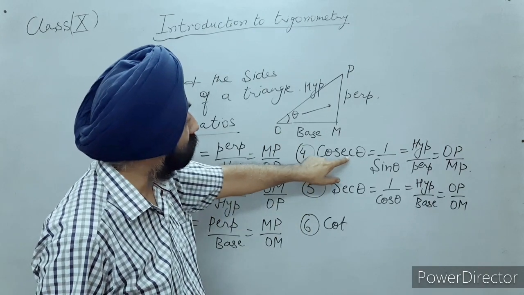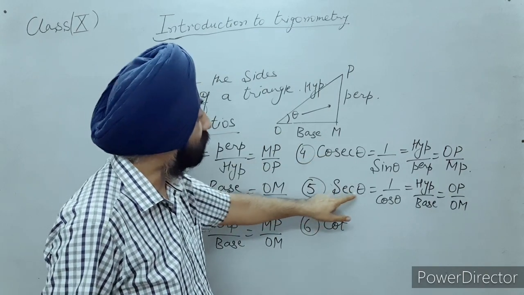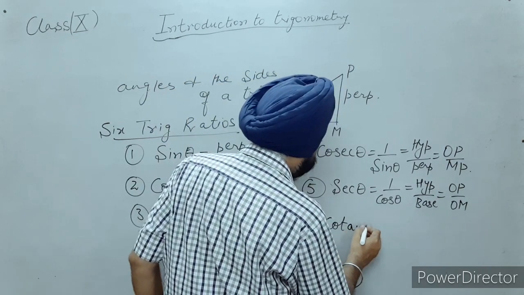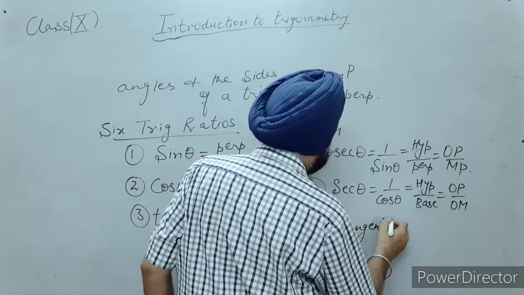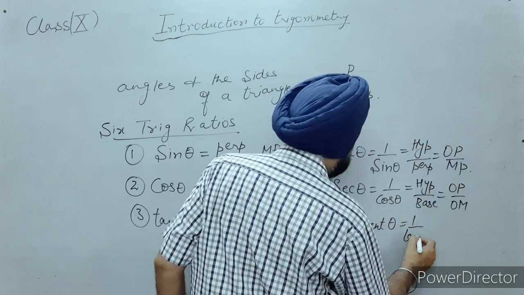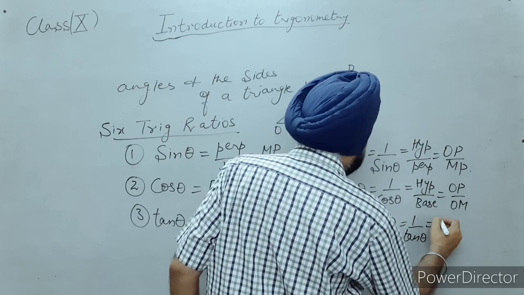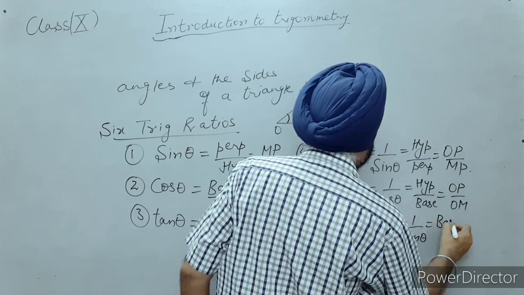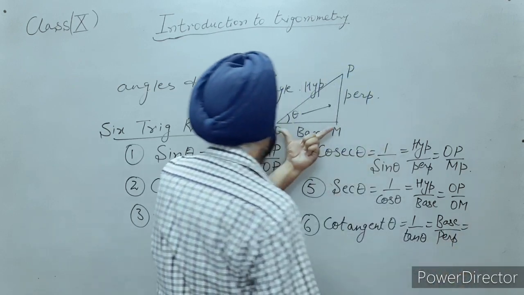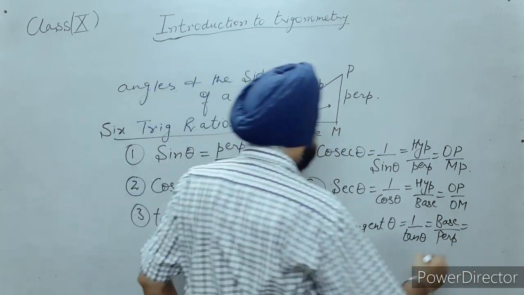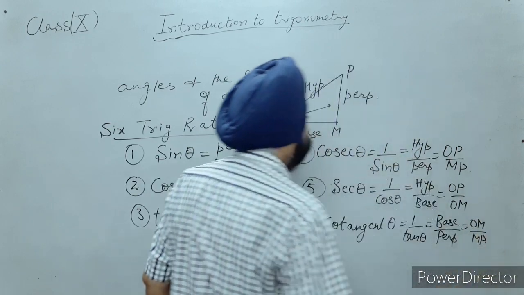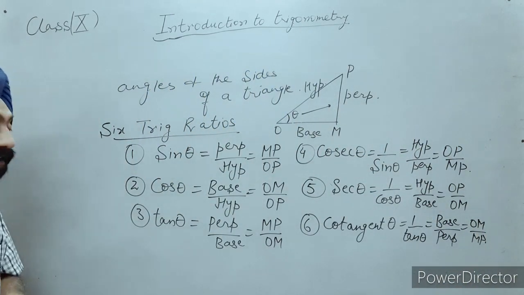The full forms are cosecant theta, secant theta, and cotangent theta. Let me write the full form. Cotangent theta is 1 upon tan theta. It is base upon perpendicular. That is, base is OM, perpendicular is MP. OM upon MP. Let me explain once again.